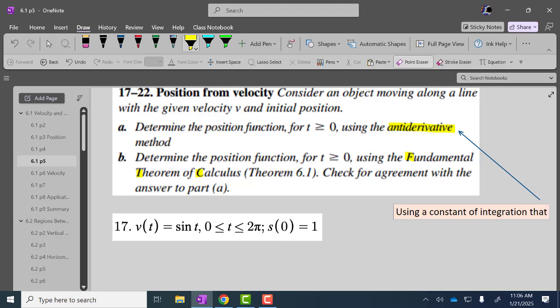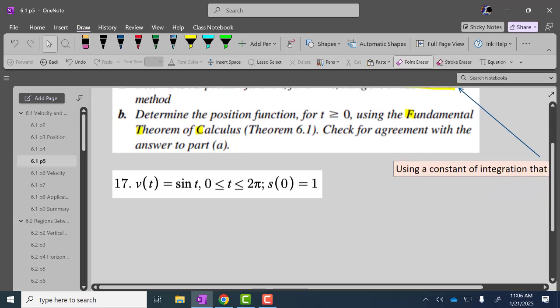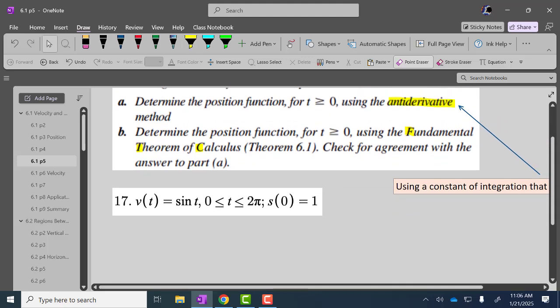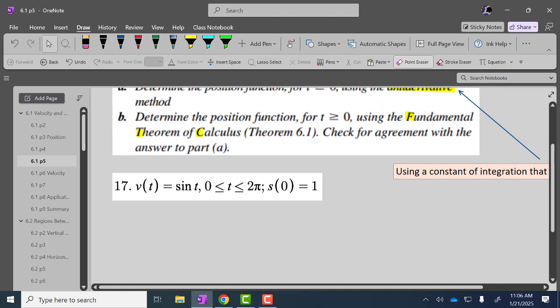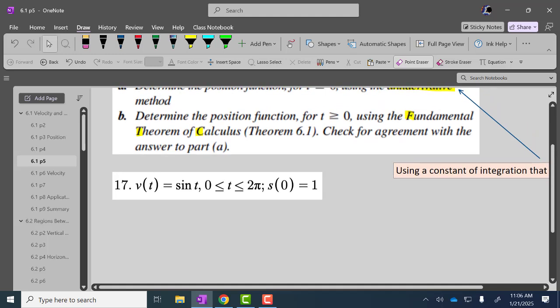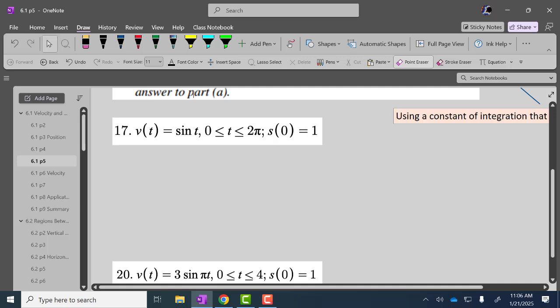Okay, so I'm going to show you two ways to get to S from V. The way that we've already done it once is the FTC way, where S is the initial position plus the change in position. And the change in position is found by integrating the velocity. So let's go through this. Actually, I want to do this FTC method first because this is the way I prefer. So let's do it that way first.